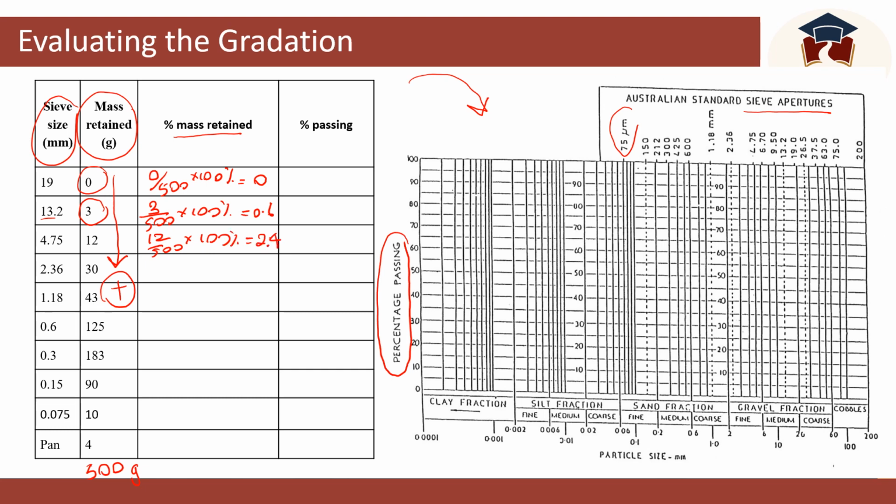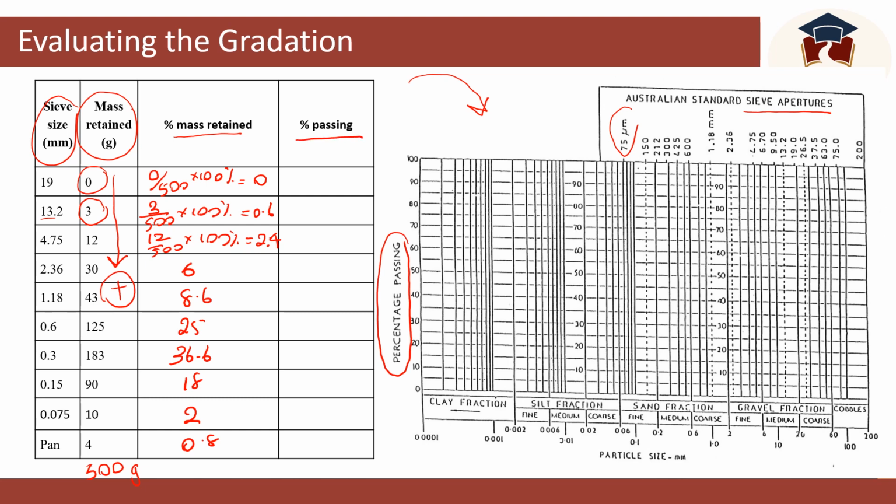And if you proceed in the same way, you get 6% here, 8.6 here, 25 here, 36.6, 18, 2, and 0.8. So these are the percentage mass retained in each of the sieves. Now we need to find the percentage passing.